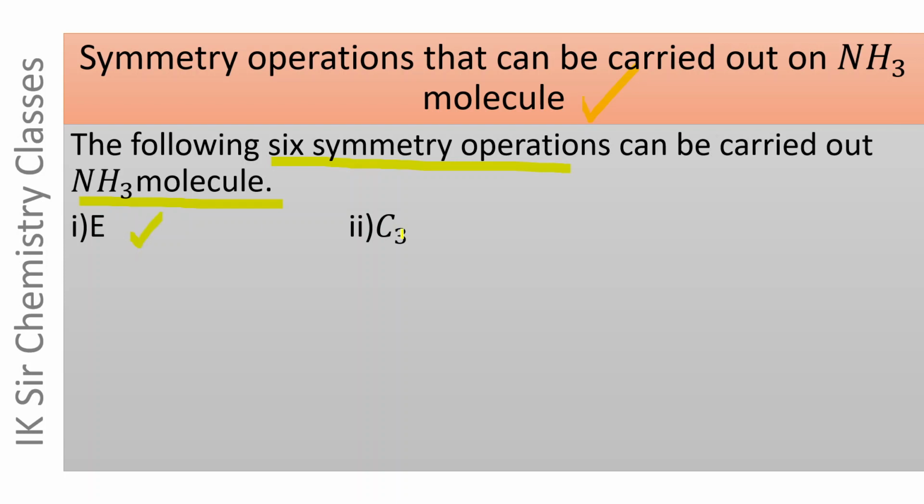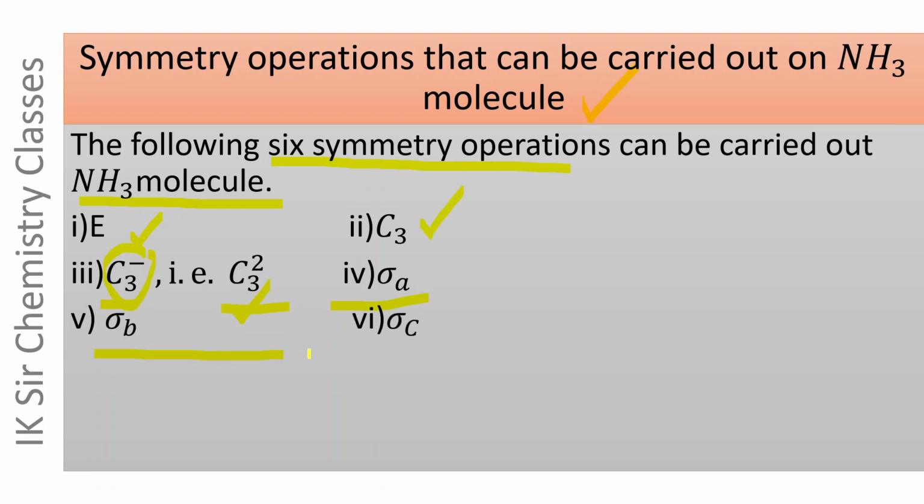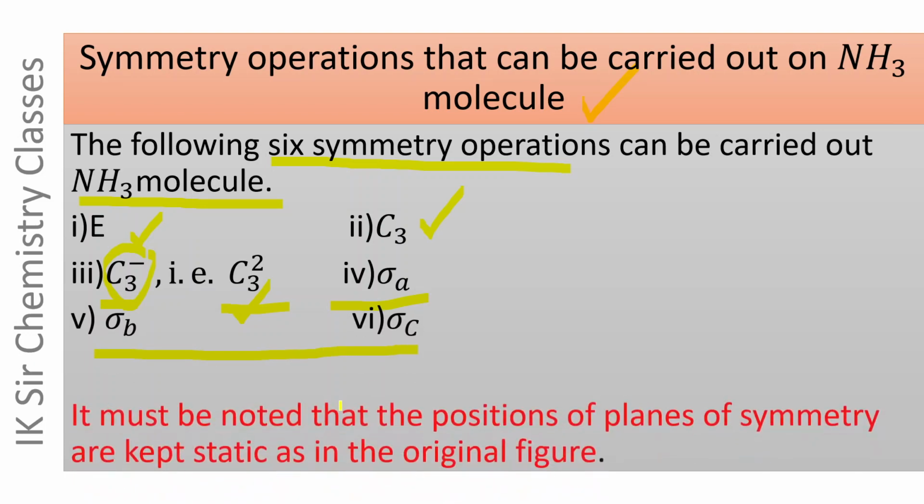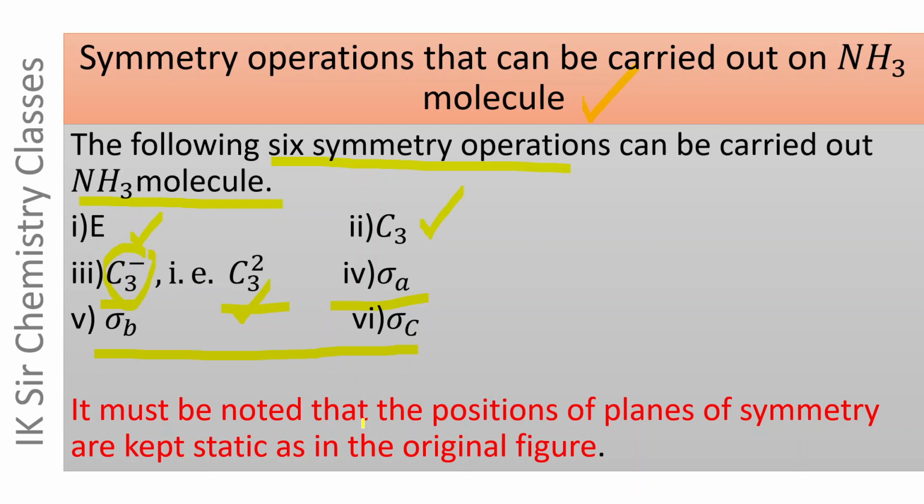Identity, C3, C3 squared, that is C3 inverse, both are equivalent, and we will include C3 inverse symmetry operation. Sigma A, sigma B, and sigma C. It must be noted, as we have stated earlier, that the positions of planes of symmetry in NH3 molecule are kept static as in the original figure.